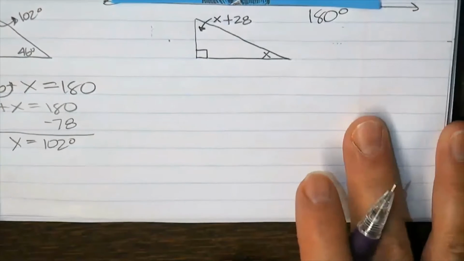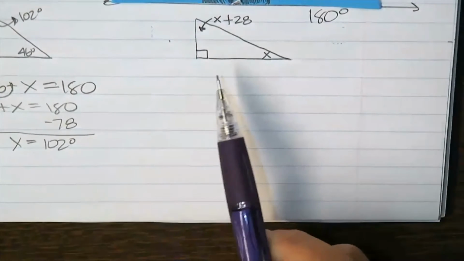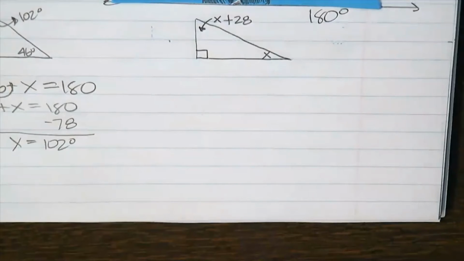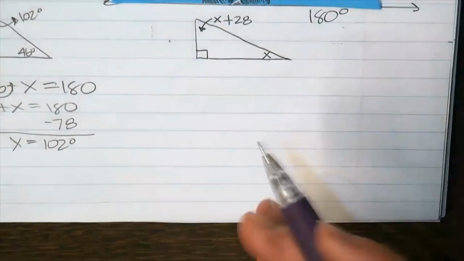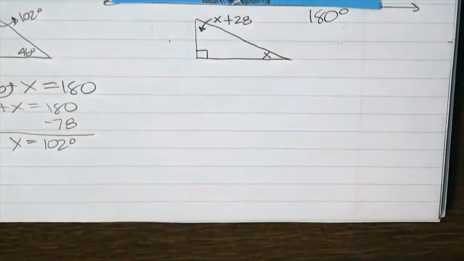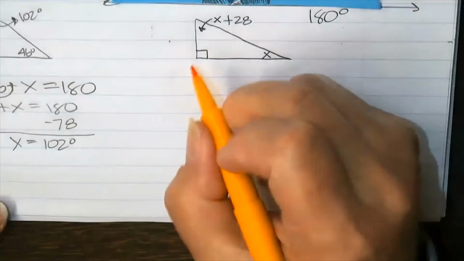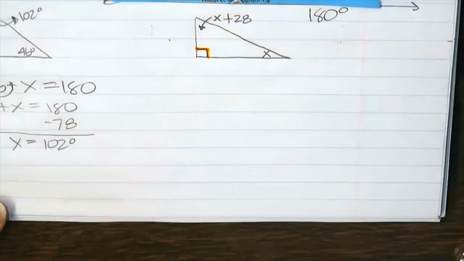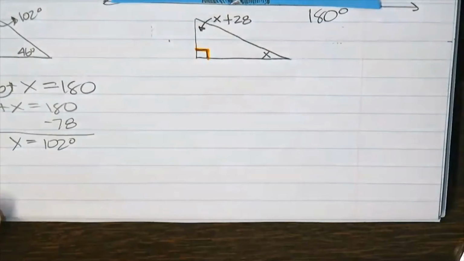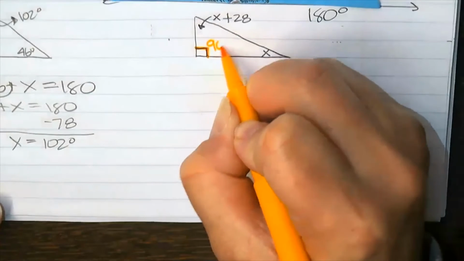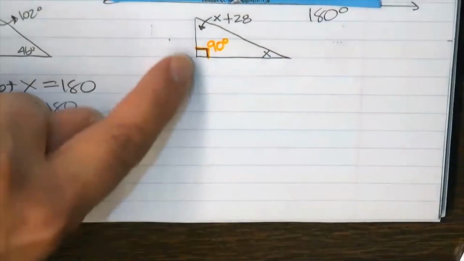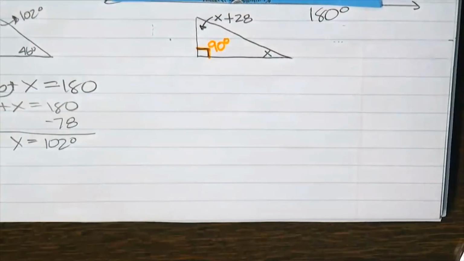So now we've got this kind of a triangle. I see X's. What are we doing here? Okay. When we see this box, what does that mean? It means 90 degrees. It's a right angle. It's 90 degrees.